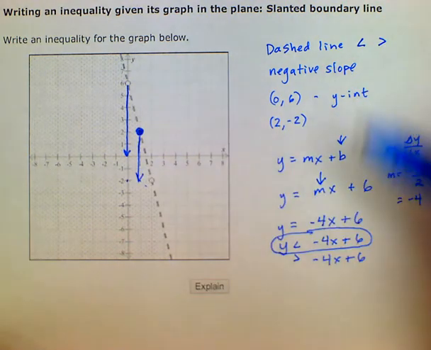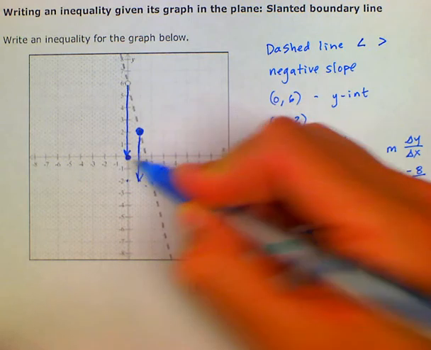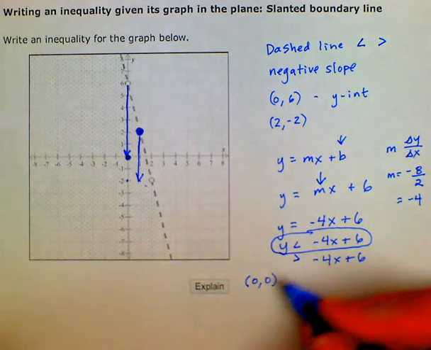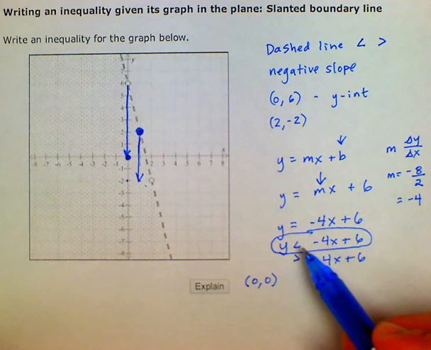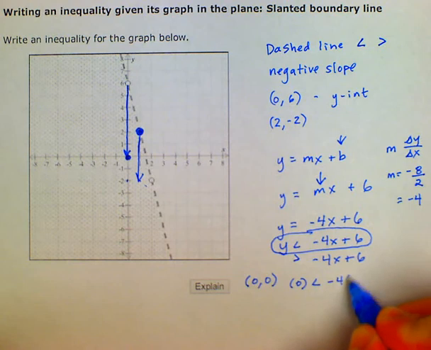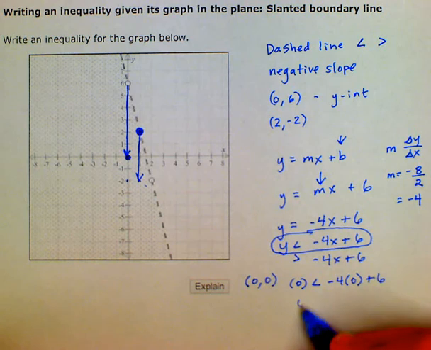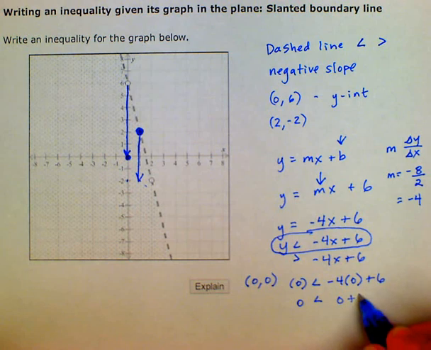And again, you can check the solution by choosing any random point within the shaded region and plugging it back in. The easiest is going to be your origin. So if we put the point 0, 0, which is included in the shaded region, back into the inequality to make sure we've written the right one, we plug in 0 for y: 0 is less than negative 4 times 0 plus 6. This gives us 0 is less than 0 plus 6, or 0 is less than 6, which is true.